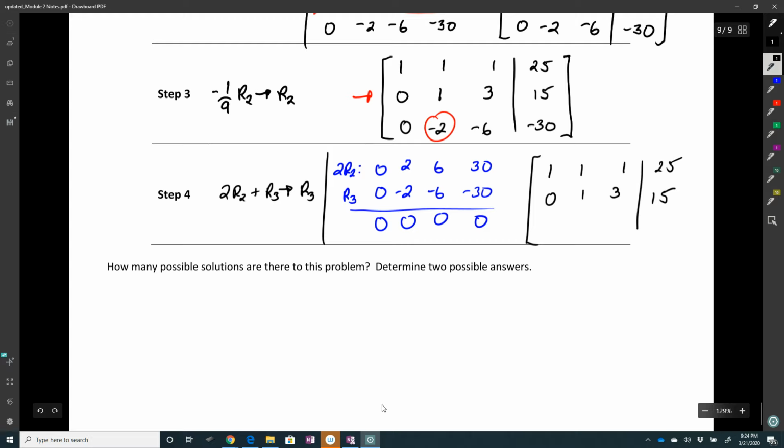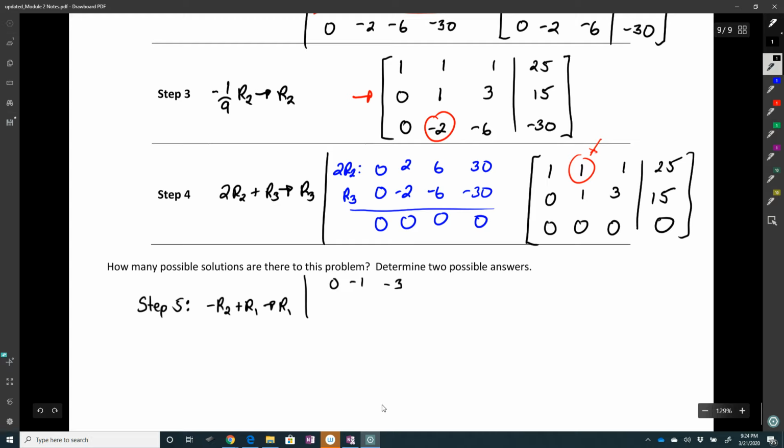So my final matrix. I say final, but there's one more step, and I should have put that in here. So the last step is to change that 1 into a 0. I'm still in column 2, so I'm going to use row 2. So let's go ahead and add a step 5 here. And that's going to be negative row 2 plus row 1 gives me my new row 1. So negative row 2 is 0, negative 1, negative 3, negative 15. Row 1, 1, 1, 1, 25. Add them up: 1, 0, negative 2, negative 15 plus 25 is 10. There you go. So I have 1, 0, negative 2, 10.